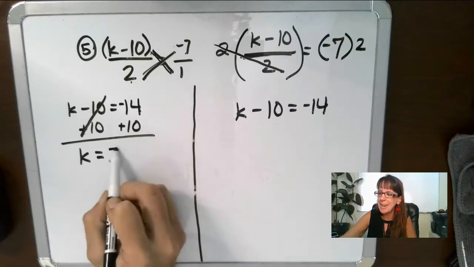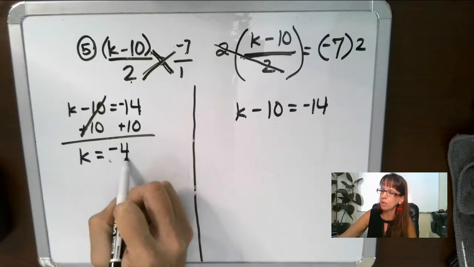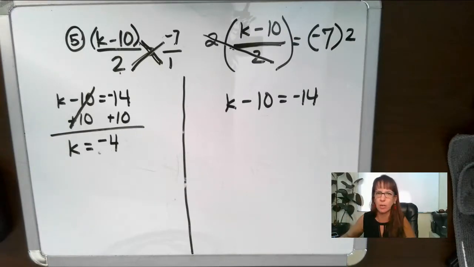Negative 4 and 10. Which team is larger? Our negative team. By how many? 4. So we'll go back and double check our work after this.